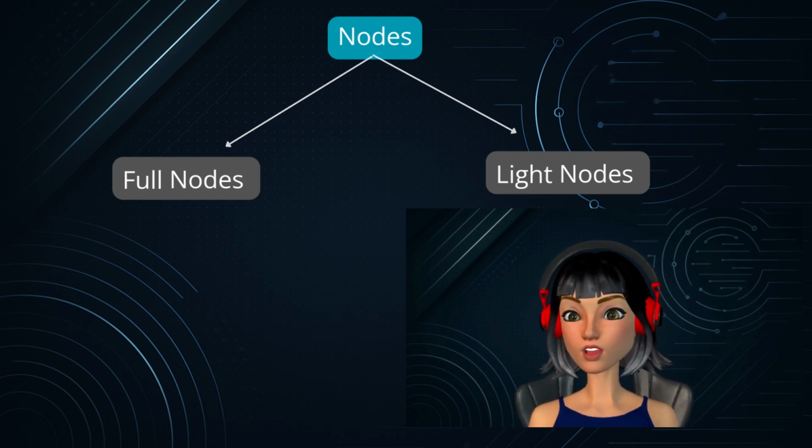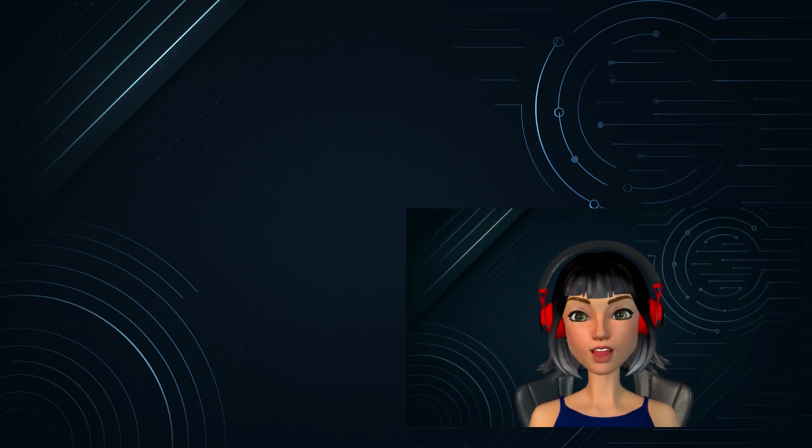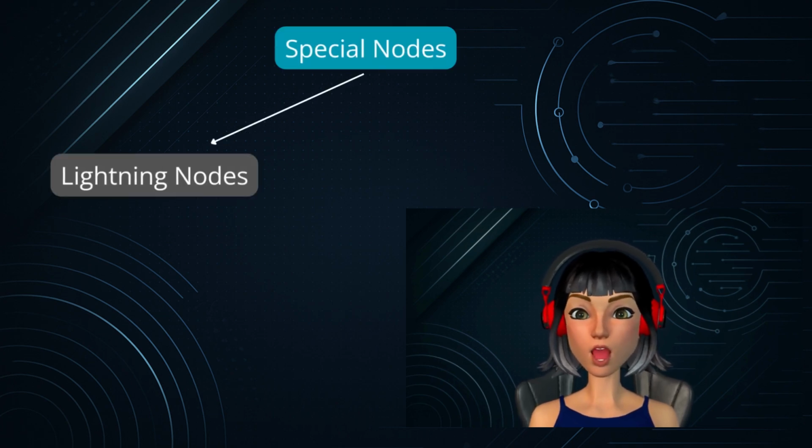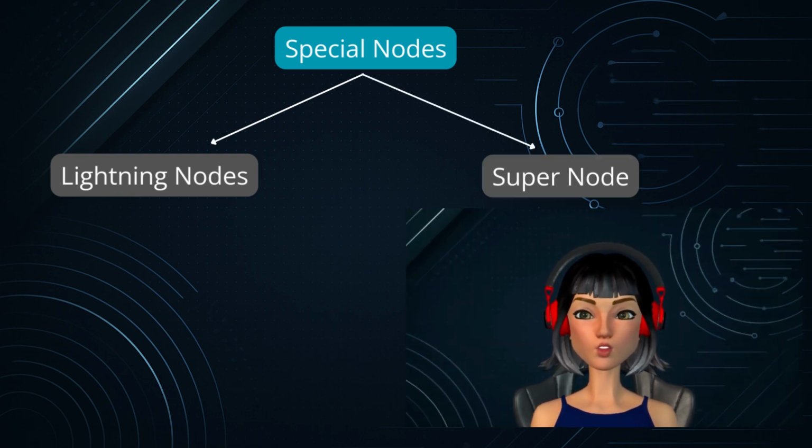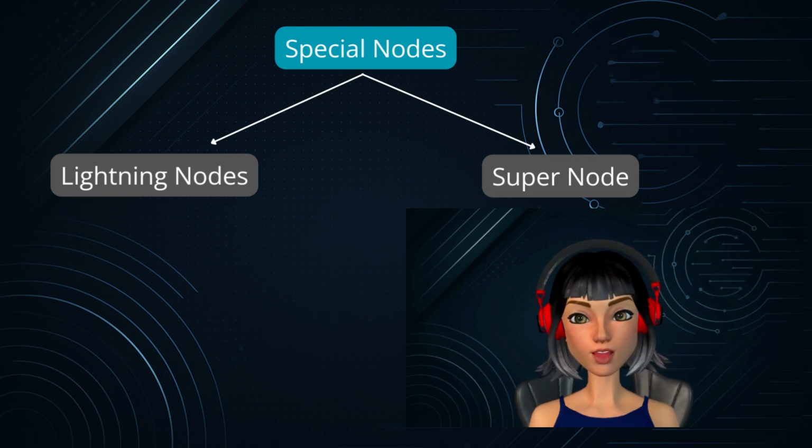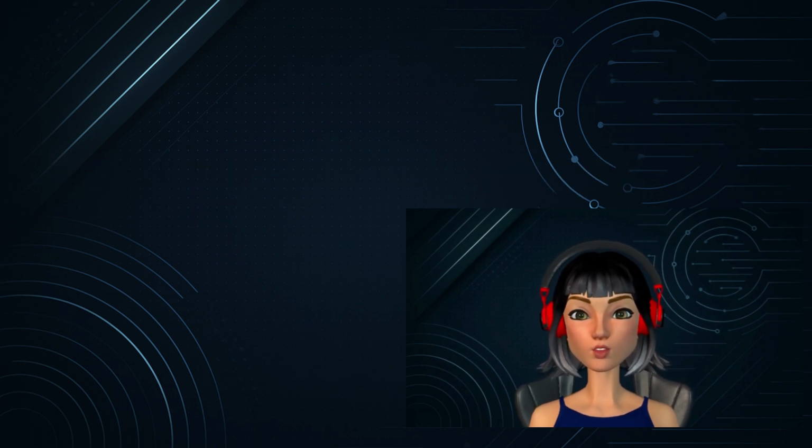We also have a special case. For Bitcoin specifically, there's something called lightning nodes. These run off-chain payment channels, making transactions faster and cheaper while reducing the load on the main network. Additionally, we have something called a supernode, which acts as a relay or coordinator in some blockchains, maintaining consensus and updating peers.